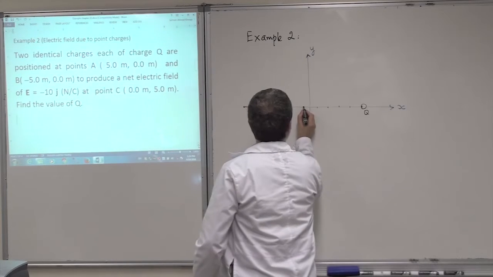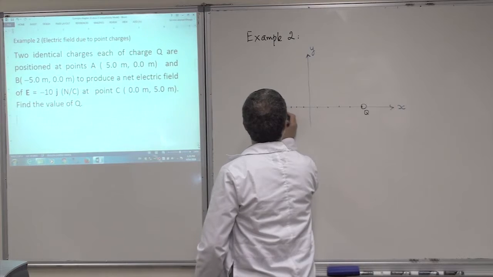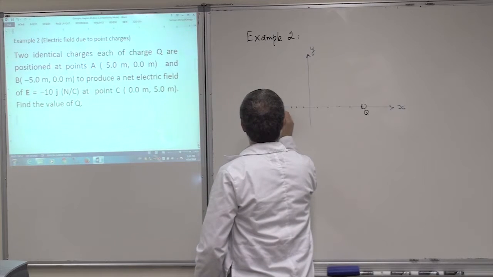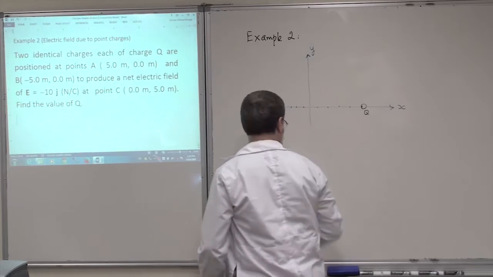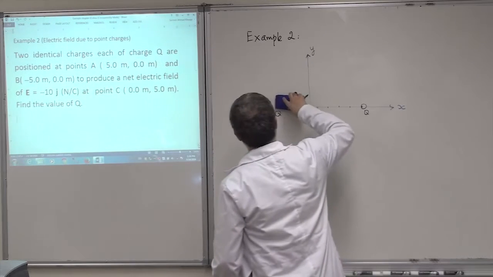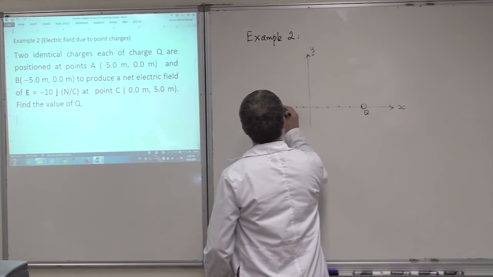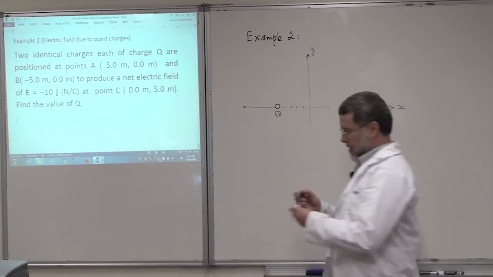All right? And then minus 5. 1, 2, 3, 4, 5 with a minus. I have another charge here, okay? A charge here, which is a Q again, the same magnitude, okay? A charge Q. I'm going to put the sign later by looking at the electric field.